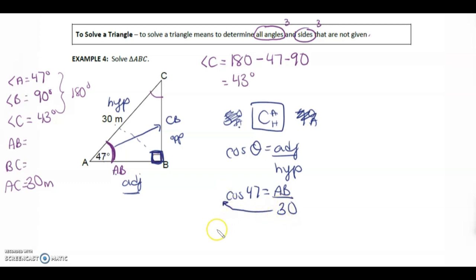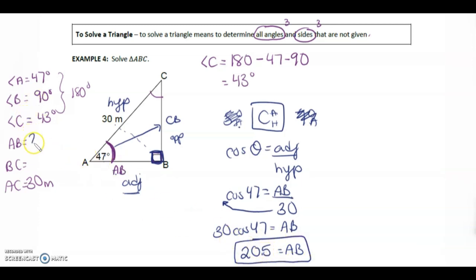We're going to cross multiply that 30 up. And we can go ahead in our calculators and write 30 cos 47. So we're going to get 20.5. And I'll just transfer this over here, 20.5 meters.